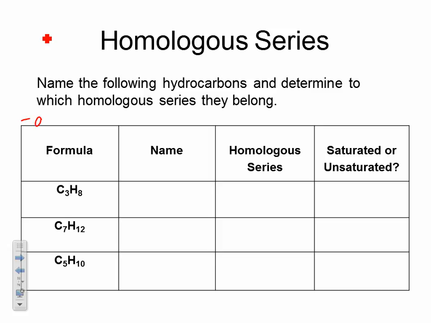And the ane suffix, alkanes, remember the general formula that's there in the reference table, CnH2n+2, versus alkene, which has the general formula CnH2n, and alkyne, which has the general formula CnH2n-2.